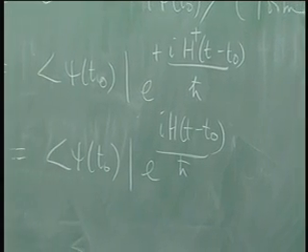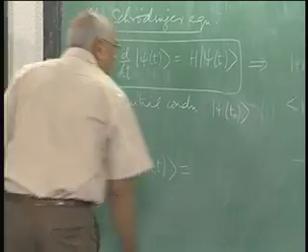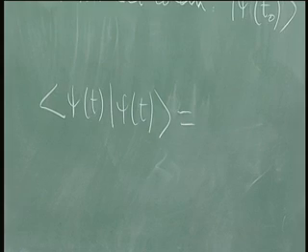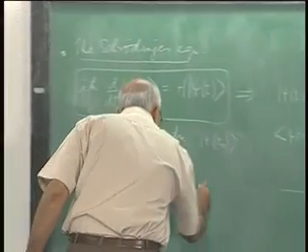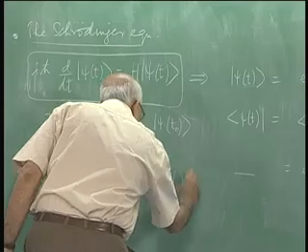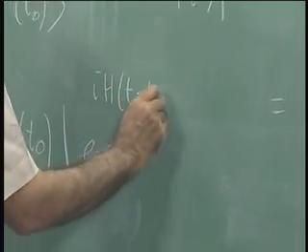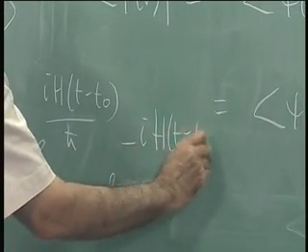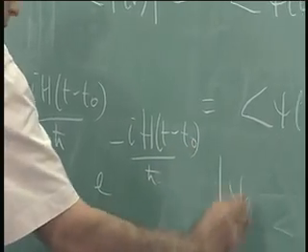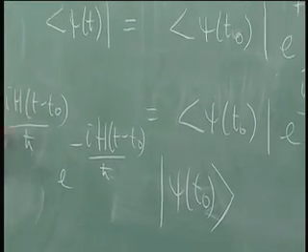That is it. Therefore, what is the norm? What is this equal to? Well, one can close one's eyes and put this on the left and this on the right, and you have psi of t naught e to the i H (t minus t naught) over h cross, e to the minus i H (t minus t naught) over h cross, psi of t naught. What do I do next? I have e to the something, e to the minus that thing.